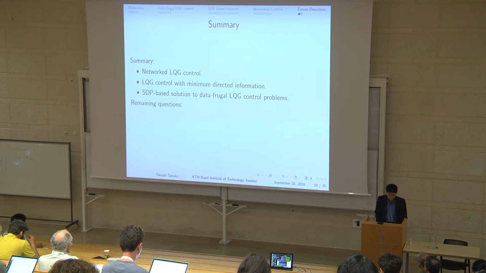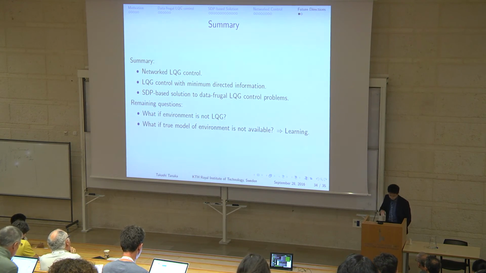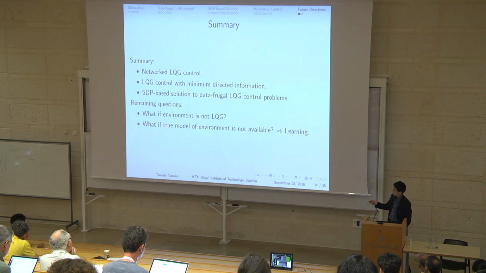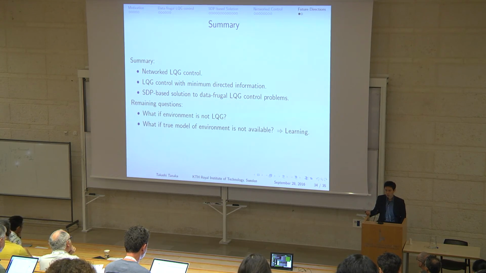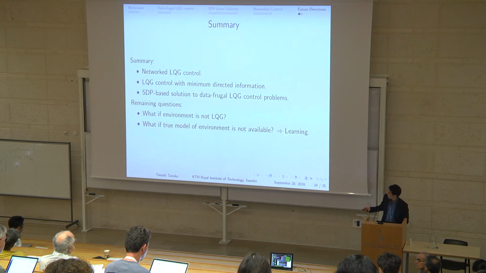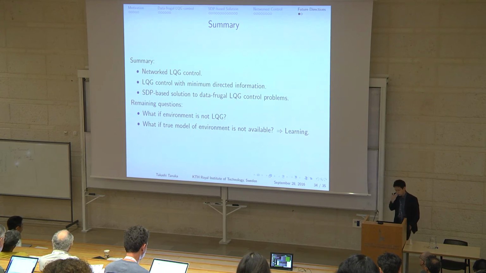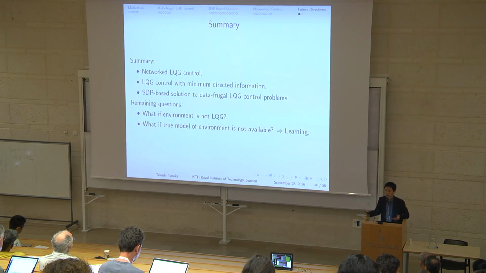And there are, of course, many remaining technical questions. Well, the first one is this: at this moment, what we can do is only LQG control, an LQG system. What happens if the environment is not LQG? And also another very interesting question is, like Chris quickly mentioned about the learning: what if you didn't really know about the environment? How can we still achieve the data frugality?